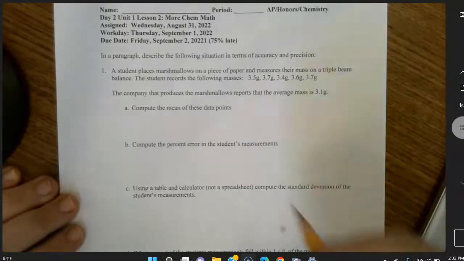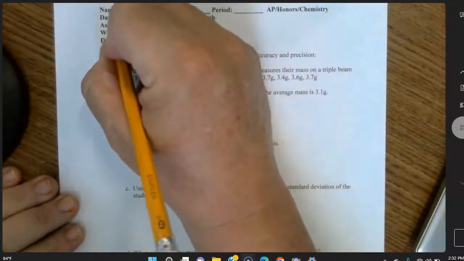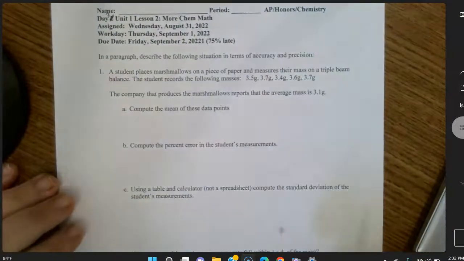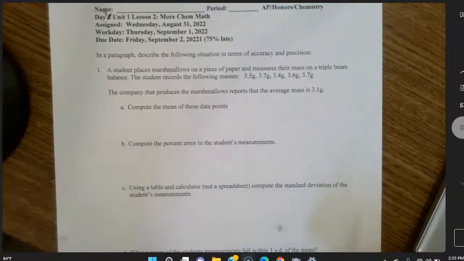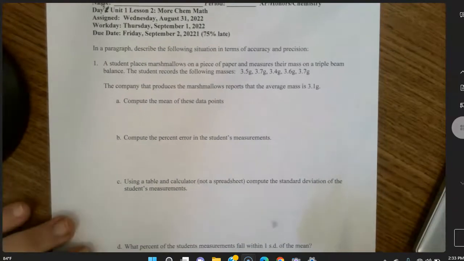Chemistry, Honors Chem AP. This is the day 3 lesson. I'm going to change this. It should actually say day 3. Wednesday is the 3rd day of the school year, of the semester. And this is on More Chem Math. So I'm going to go ahead and just walk through and do all these problems.